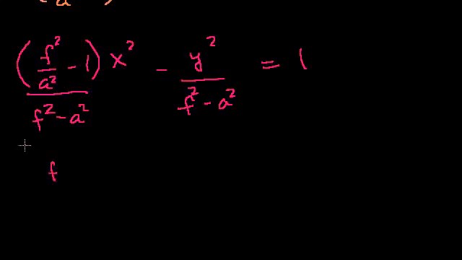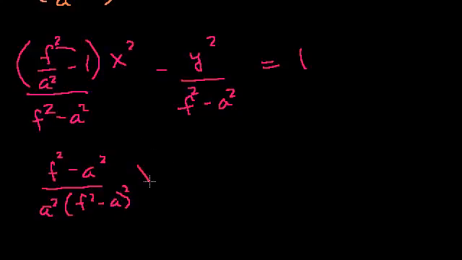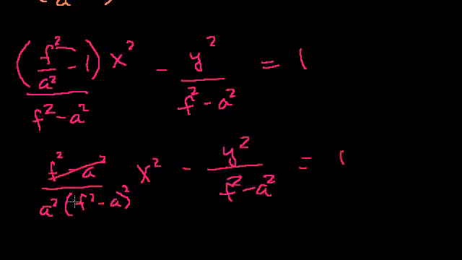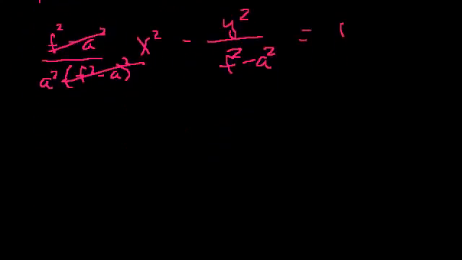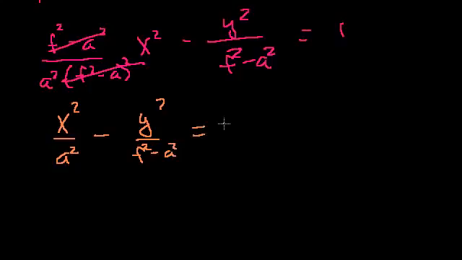If I multiply it, it becomes f squared minus a squared. I'm just multiplying that times a squared. And the denominator becomes a squared times f squared minus a squared. And all of that times x squared, minus y squared times f squared minus a squared, is equal to 1. This cancels with this. And we get something that's starting to look like the equation of a hyperbola. My energy is coming back. It seems like I see the light at the end of the tunnel. We get x squared over a squared minus y squared over f squared minus a squared is equal to 1.